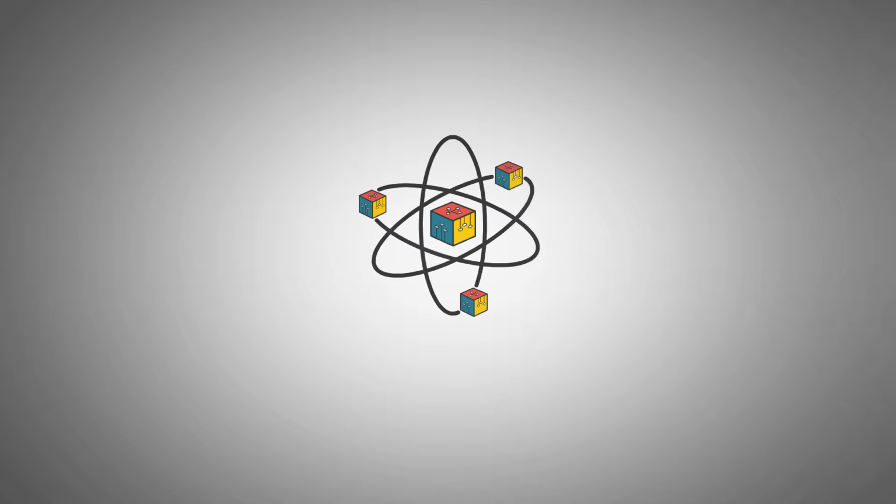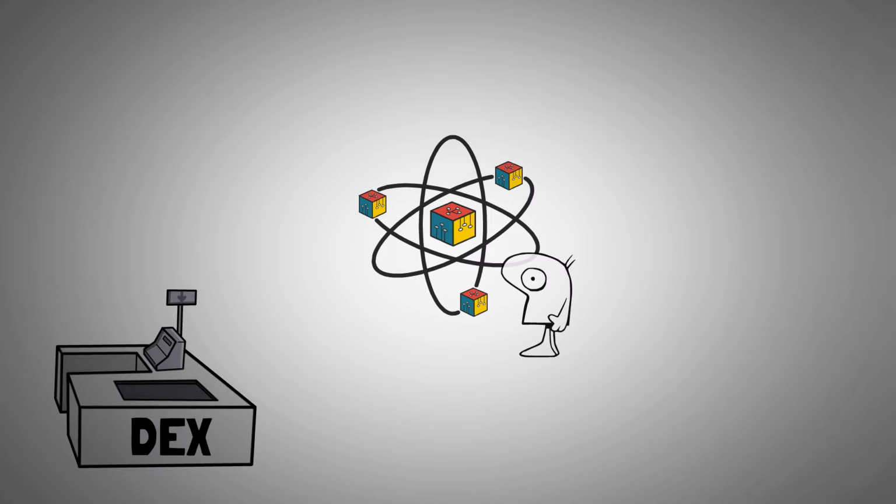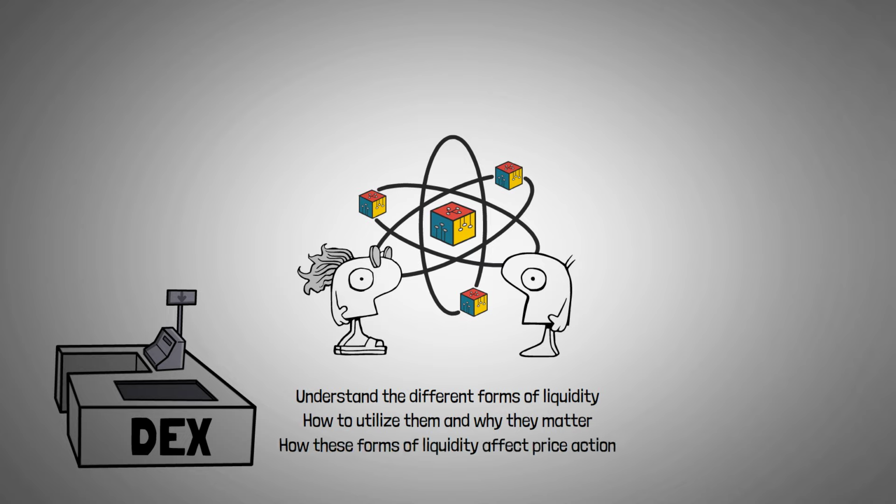Within the blockchain ecosystem, where one has access to various decentralized exchanges and DEX aggregators, it's crucial for both casual and power users to understand the different forms of liquidity, how to utilize them, and why they matter. Additionally, recognizing how these forms of liquidity affect price action is essential.